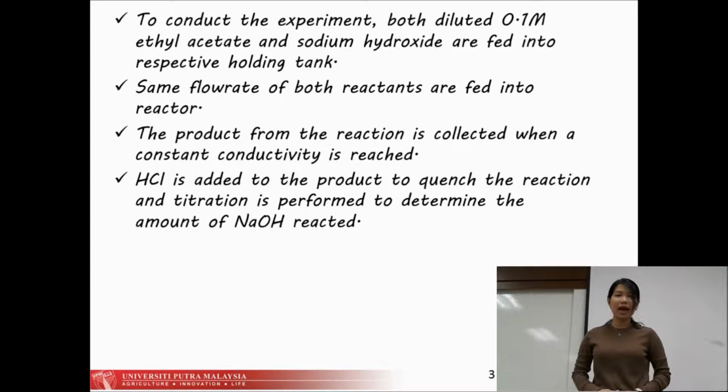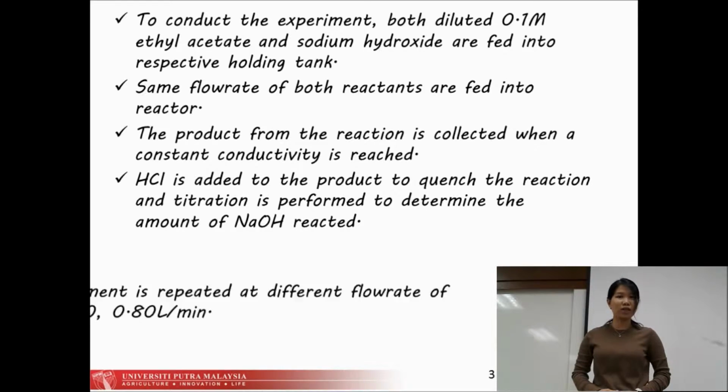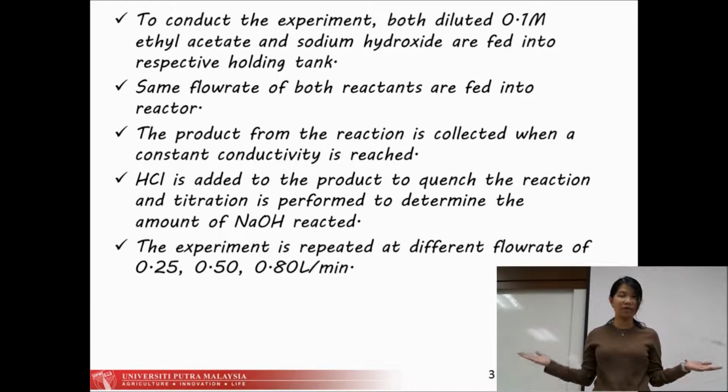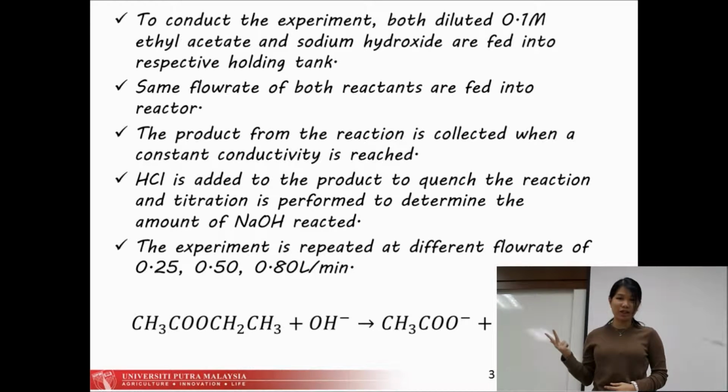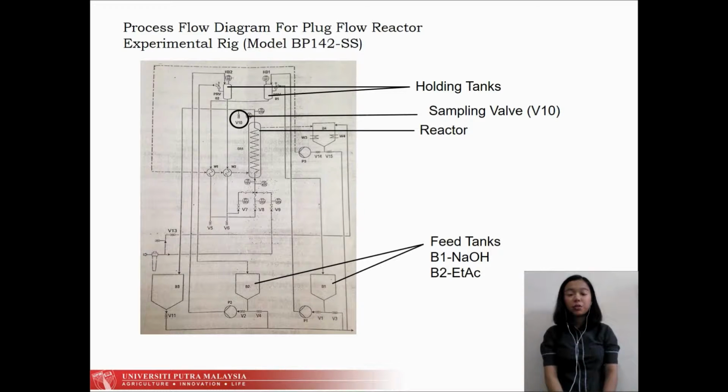Hydrochloric acid is added to the product to quench the reaction, and titration is performed to determine the amount of NaOH reacted. Finally, the experiment is repeated at flow rates of 0.25, 0.50, and 0.80. This is the process flow diagram for the plug flow reactor that we use during the experiment.